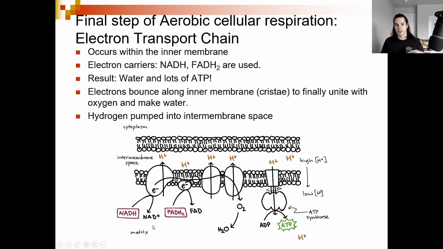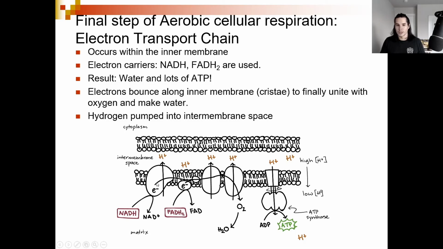So now NAD plus is sitting around in the matrix. And what this protein does from this potential energy, so NADH is a type of potential energy, it's kind of like this intermediate currency. NADH and FADH2 are these intermediate currencies. What we do is we convert this potential energy into the kinetic energy of moving a hydrogen against its concentration gradient into this intermembrane space. Actually, I'll talk about what we do with these hydrogens later.